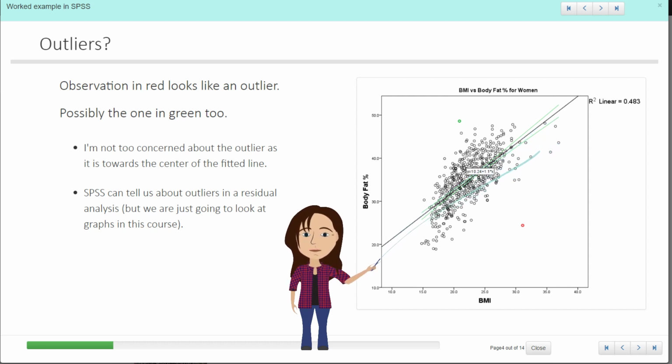SPSS will give us a warning when we run the analysis though, if this is having a strong influence on the line. It's possible it could be tugging the line down a little bit, but because there's so much data here, I'm not sure that this one would be strong enough to have a lot of influence. And also this green one, again, will be having a little bit of influence, sort of tugging the line towards it. Between the two of them, I'm not really sure that they're going to be a problem.